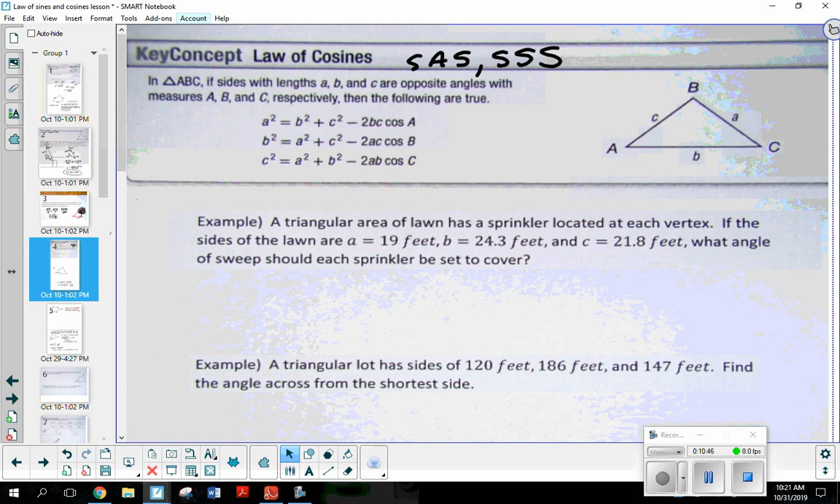So if I start with side A, I end with cosine of A. Start with side B, end with cosine of B, and so forth. It's the same pattern no matter what your vertices are named. You'll notice the other two side lengths, you always square them. You take the sum, then subtract 2 times their product, and then, of course, times cosine of A. All right, the pattern holds through for all of these.